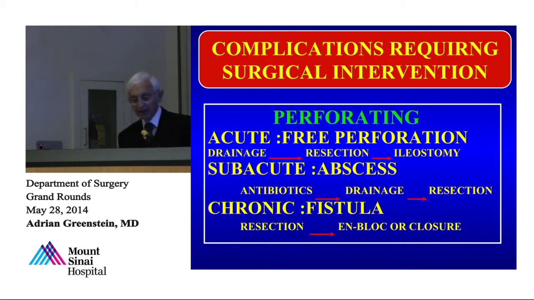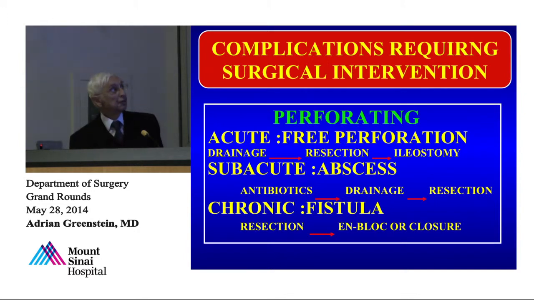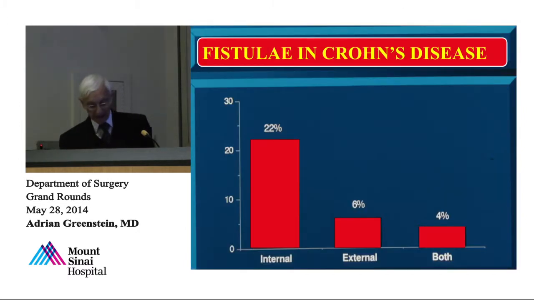The complications requiring surgical intervention are acute free perforation, where we drain the abdomen, wash it out, do a resection, and sometimes do an ileostomy, most times if there's extensive peritonitis. Subacute, we drain the abscess, usually percutaneously these days, and we use antibiotics for drainage and resection. And then chronic fistula, we do a resection, usually en bloc. The fistulae in Crohn's disease, incidence of fistulae internal 22%, external 6%, and both 4%.